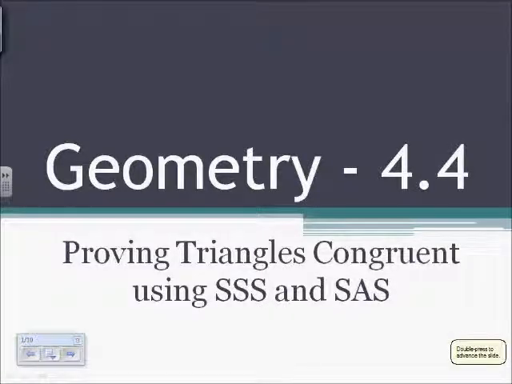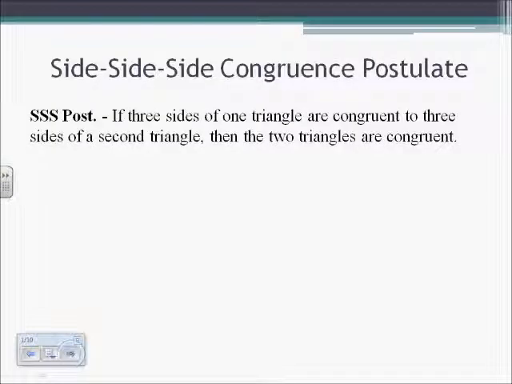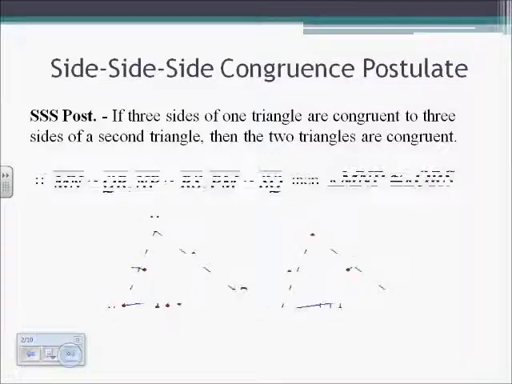Hello, welcome again. Today we're going to talk about section 4.4 from our geometry text, proving triangles congruent using SSS and SAS. SSS stands for side, side, side, and we have a congruence postulate. The side, side, side postulate states if three sides of one triangle are congruent to three sides of a second triangle, then the two triangles are congruent.